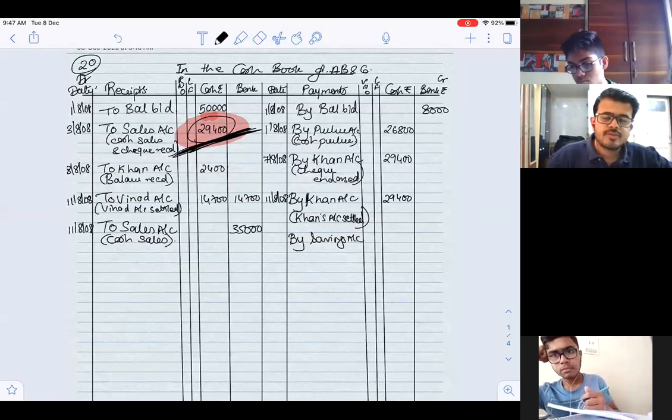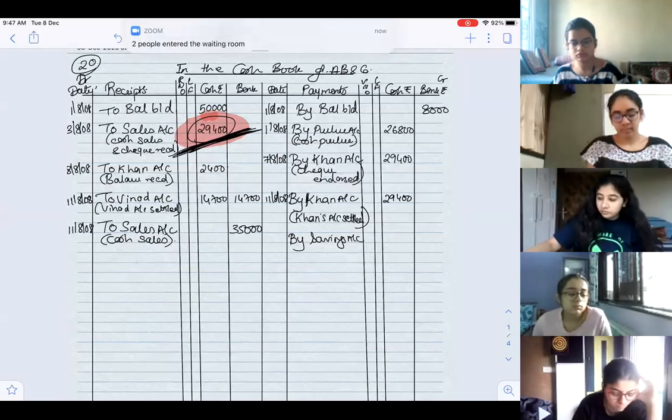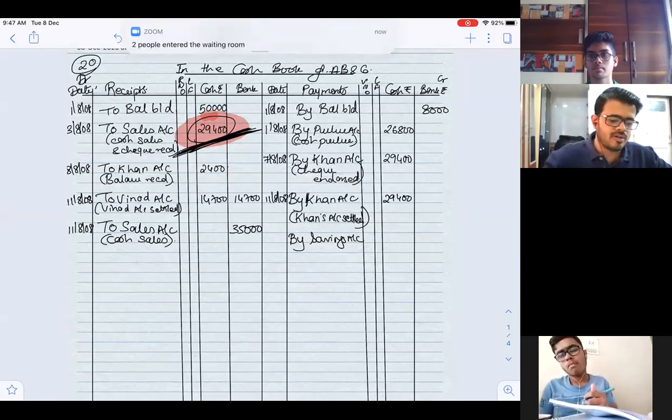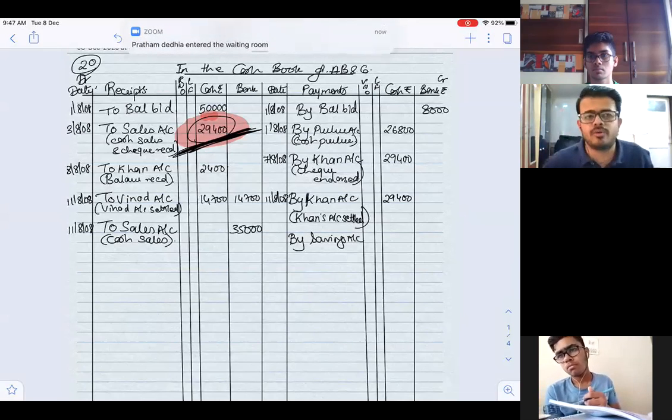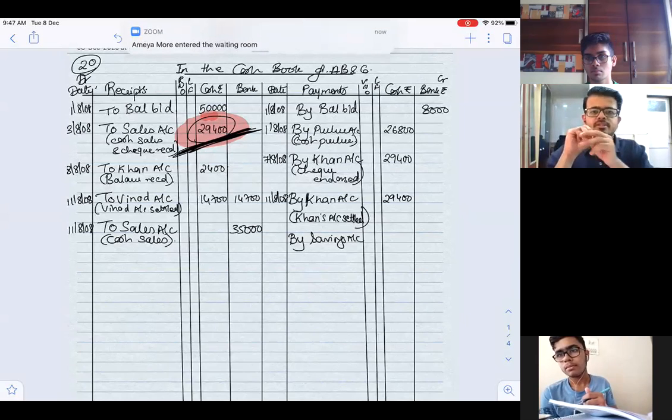Sir, so it would be contra. No, not contra. Why contra? Contra will be bank to bank, yes, but when is bank to bank contra? When both of the accounts are current accounts. That time you will have 3 columns over here, 1 cash and 2 bank columns. So that time it will be contra.